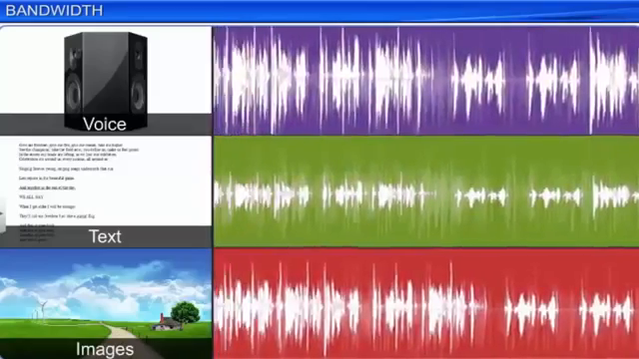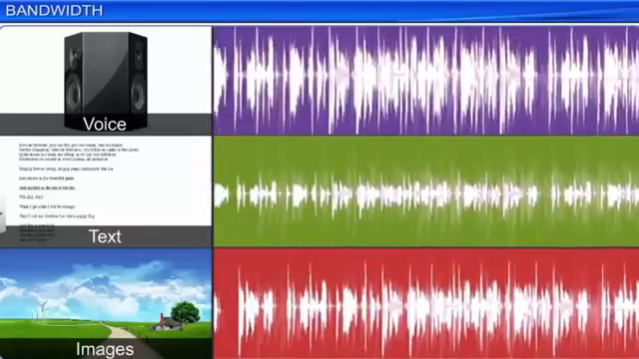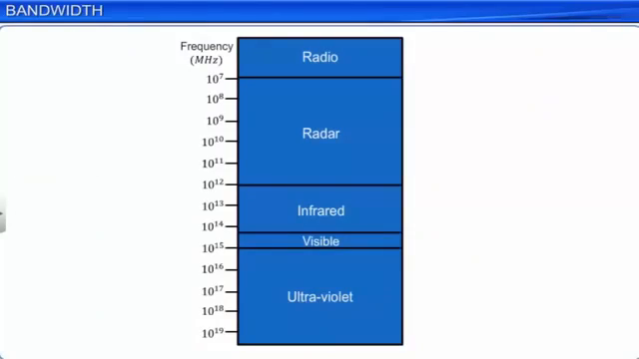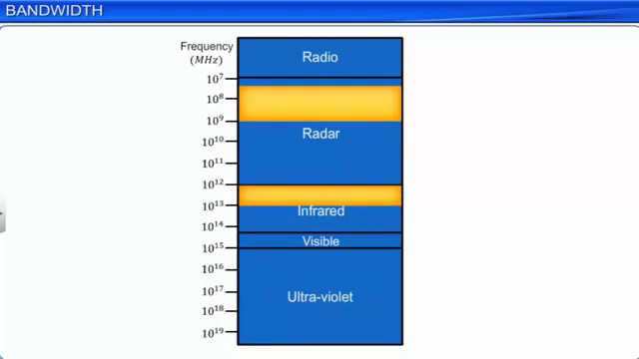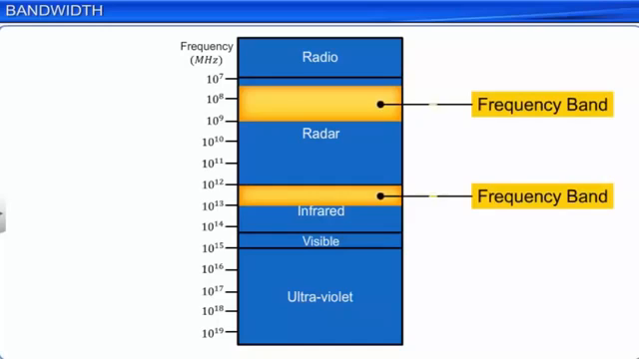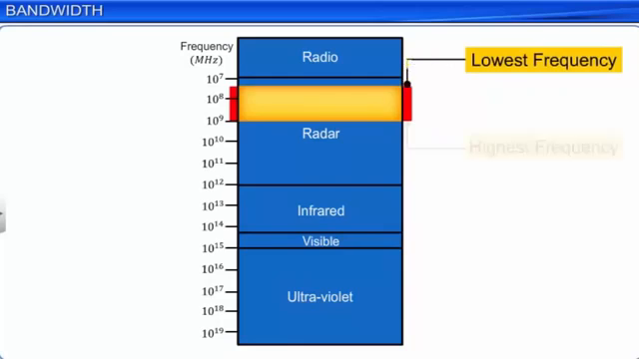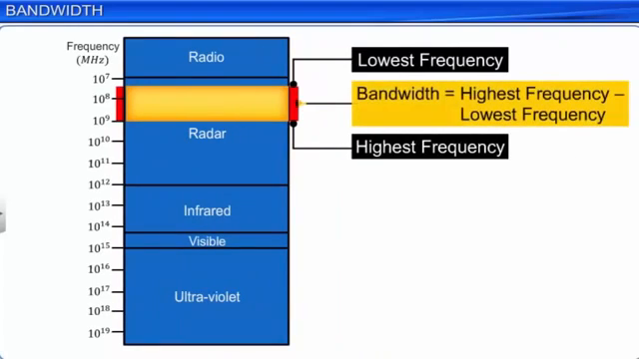Different kinds of information are transmitted using message signals of different ranges of frequencies. The electromagnetic spectrum is divided into different ranges of frequencies to transmit different kinds of message signals. Each of these ranges of frequencies is called a frequency band. Each frequency band has a lowest and a highest frequency used to transmit a particular kind of signal. The difference between the highest and lowest frequencies in a frequency band used to transmit a message signal is called the bandwidth of the signal.